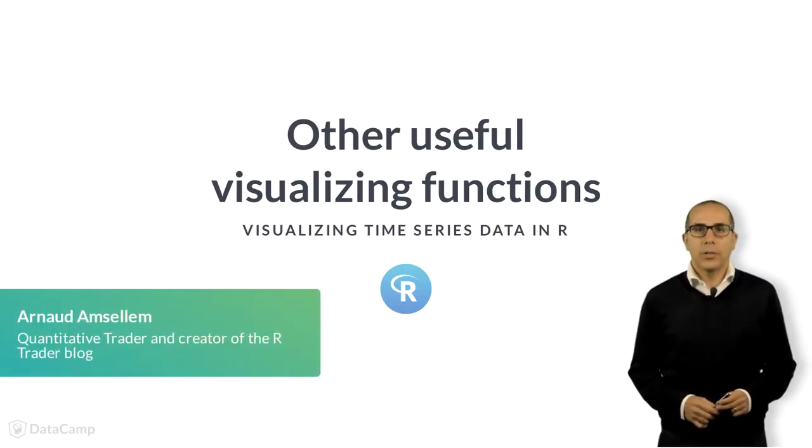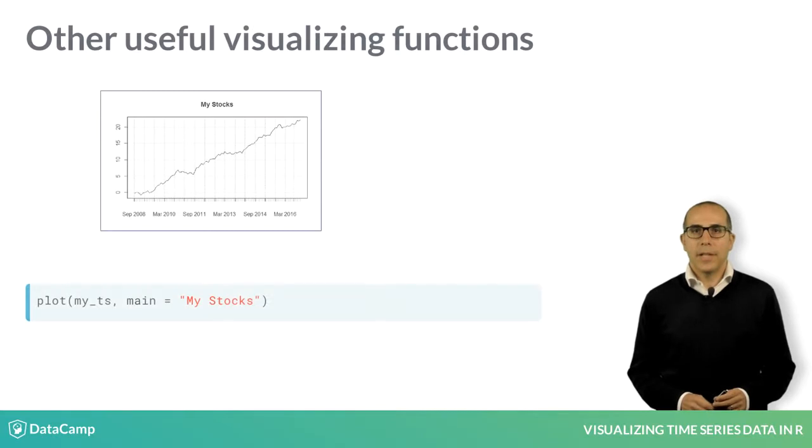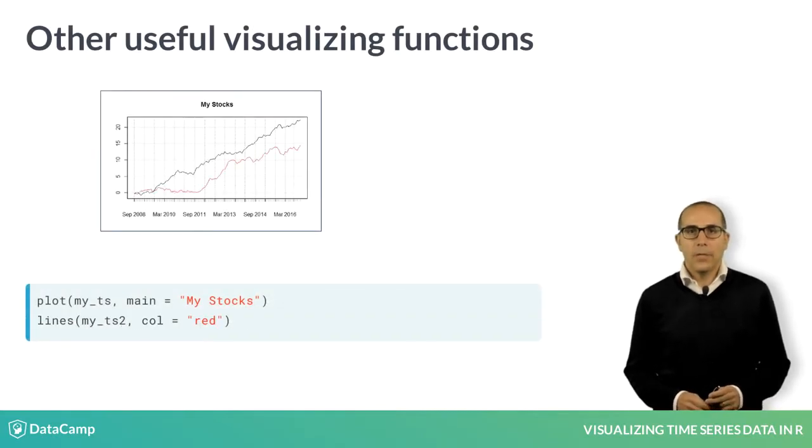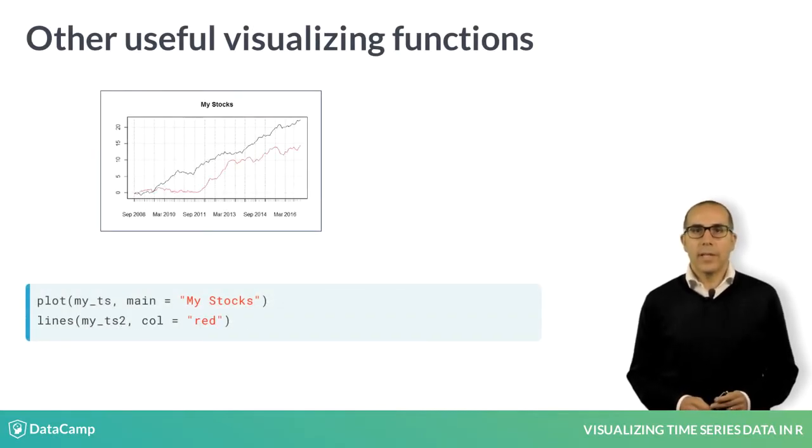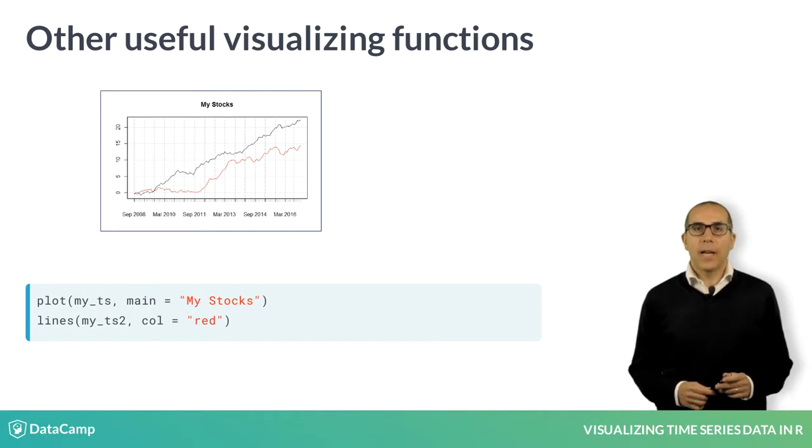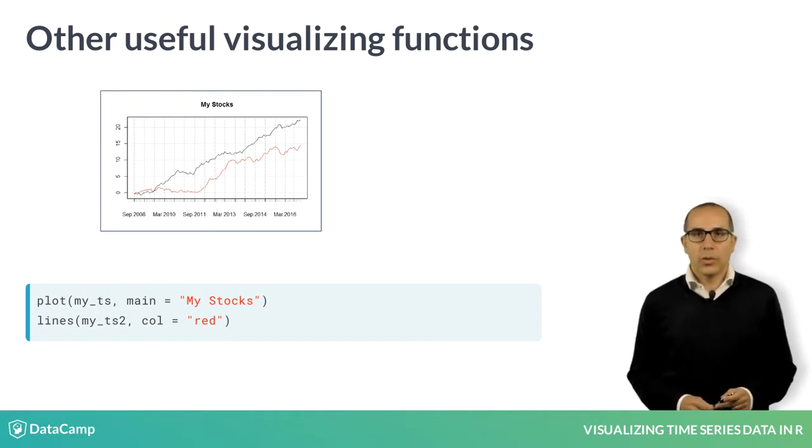Let's go back to our initial example and draw myTS first. If you want to add an extra series to your existing chart, you can use the lines function. This function allows you to customize the new line with different colors, thickness, line type, and more. In this example, you simply draw a new series, myTS2, and make it red.